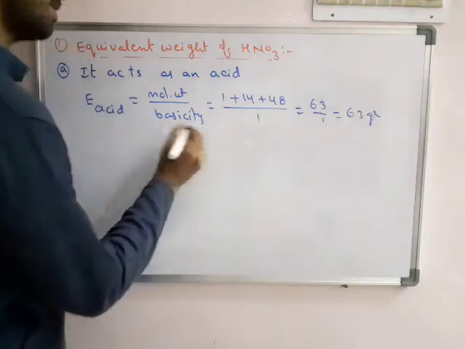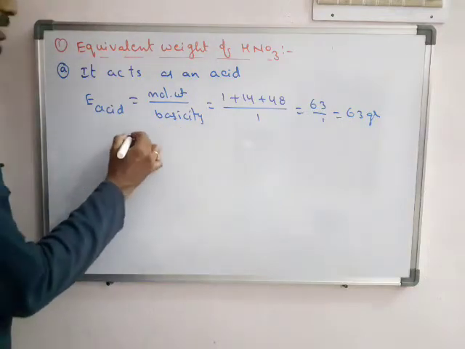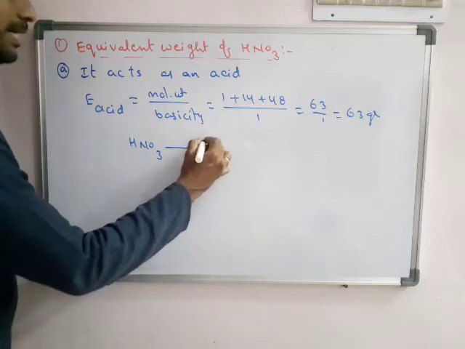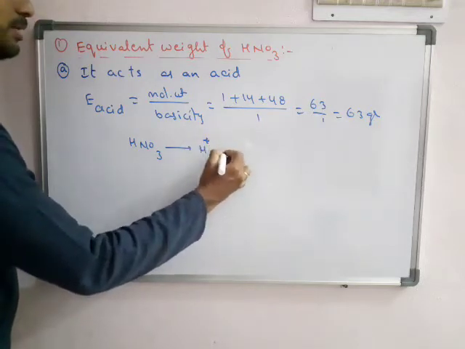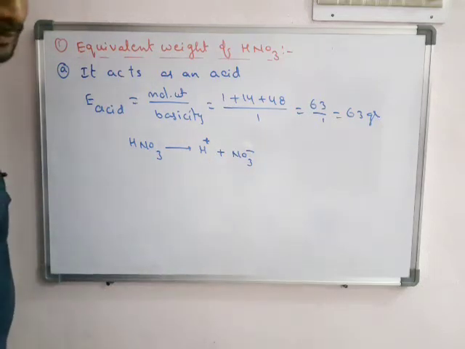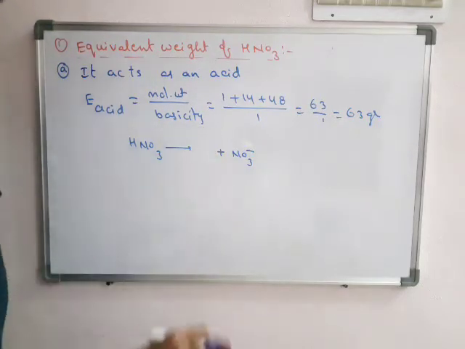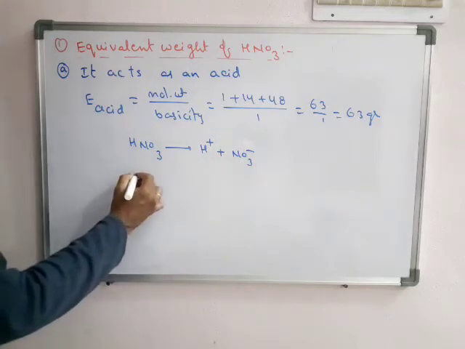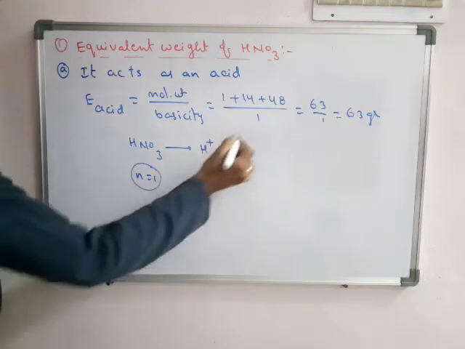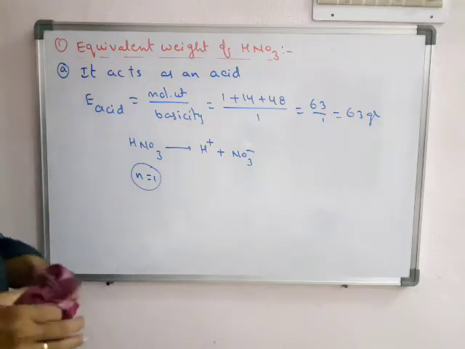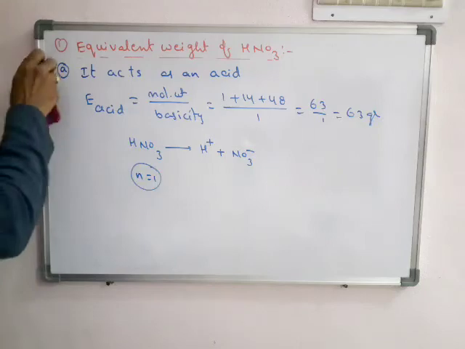So how is its basicity 1? Basicity means the maximum number of H plus ions that can be released by it. It releases only one H plus ion, so its n factor is equal to 1. So this is its equivalent weight when it acts as an acid.